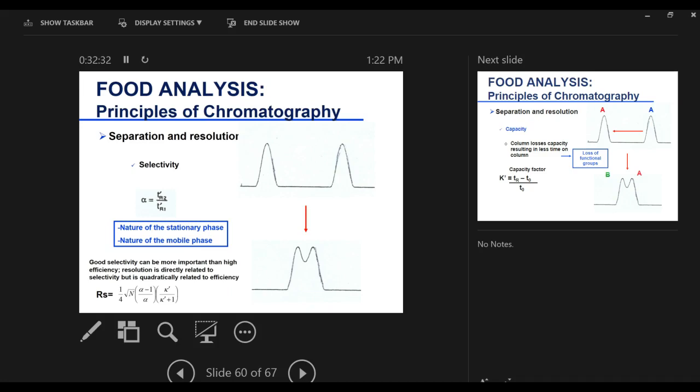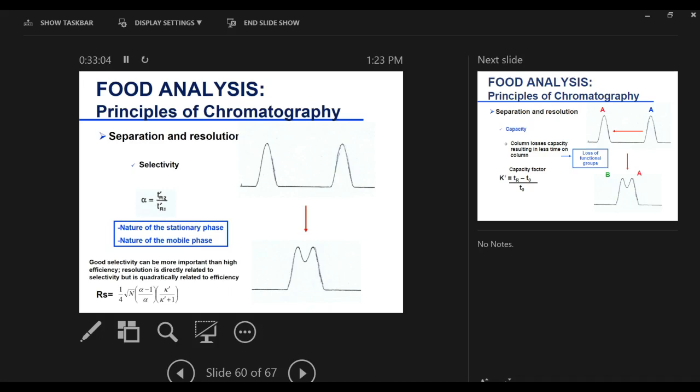Selectivity is the second factor that impacts resolution, and basically this has to do with the nature of your stationary phase. So the more selective your stationary phase is, the more separation you're going to get between two compounds. And the same with the mobile phase, the same example I said earlier about using acetonitrile versus methanol, for example. So the selectivity is impacted by the choice of your stationary phase and the choice of the mobile phase.